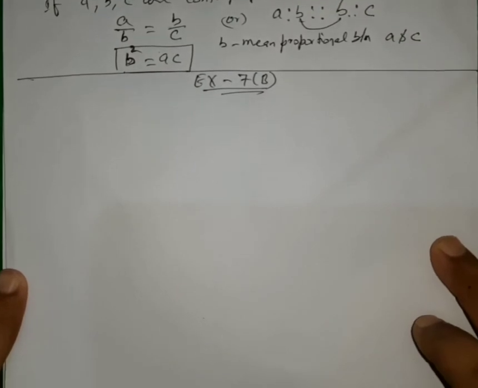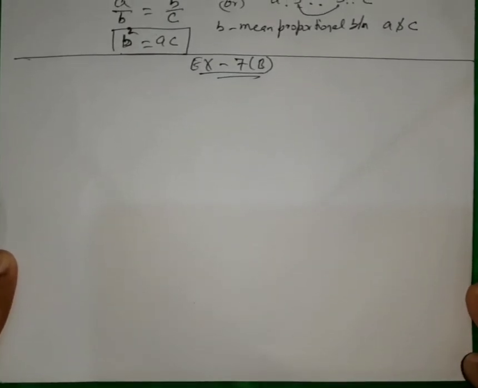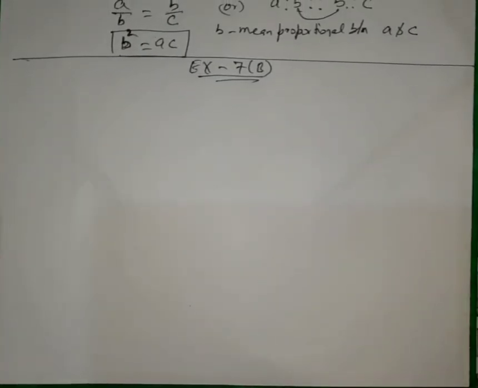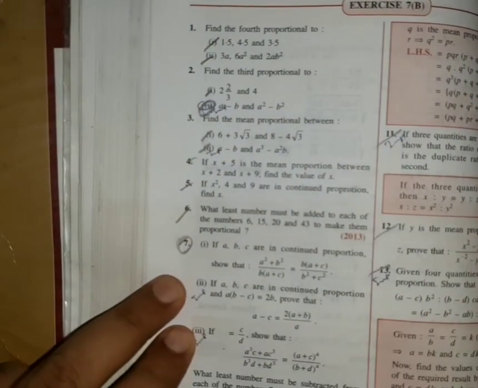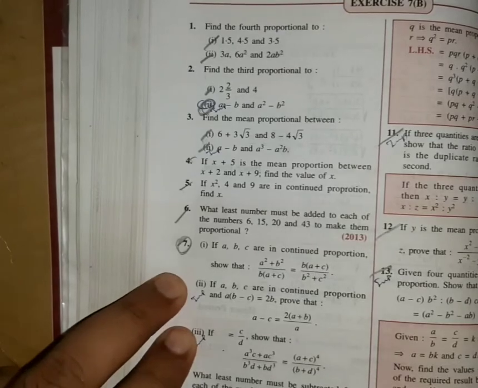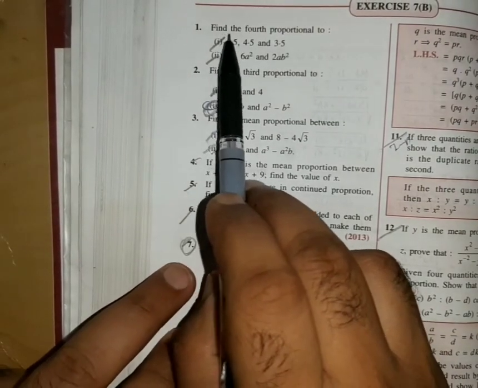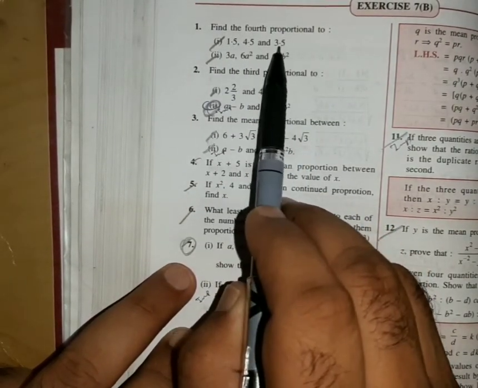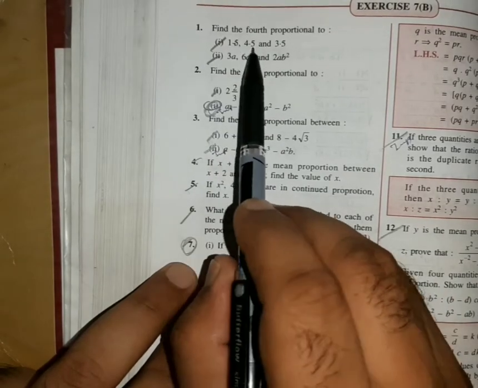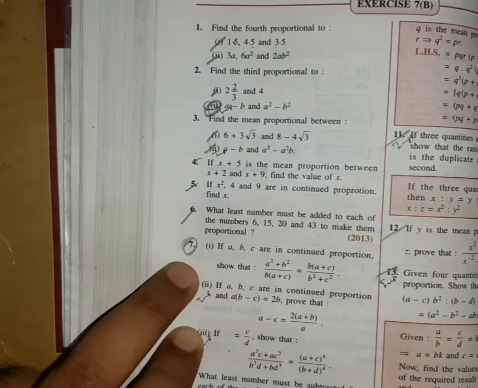And let us talk about the exercise now. So now I am taking questions from your exercise. Let us say that now I am taking question number first. It is find the fourth proportional to this. So this is the first, second and third. So three are given, we have to find the fourth. So let the fourth proportional be x.